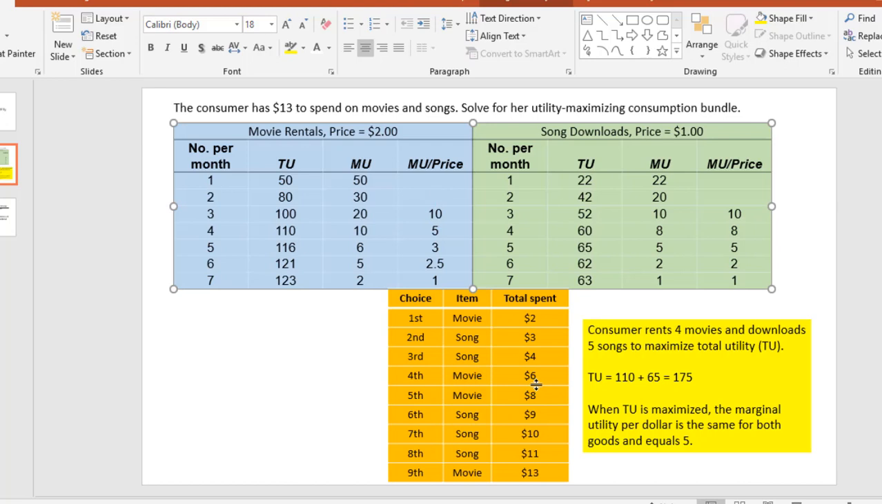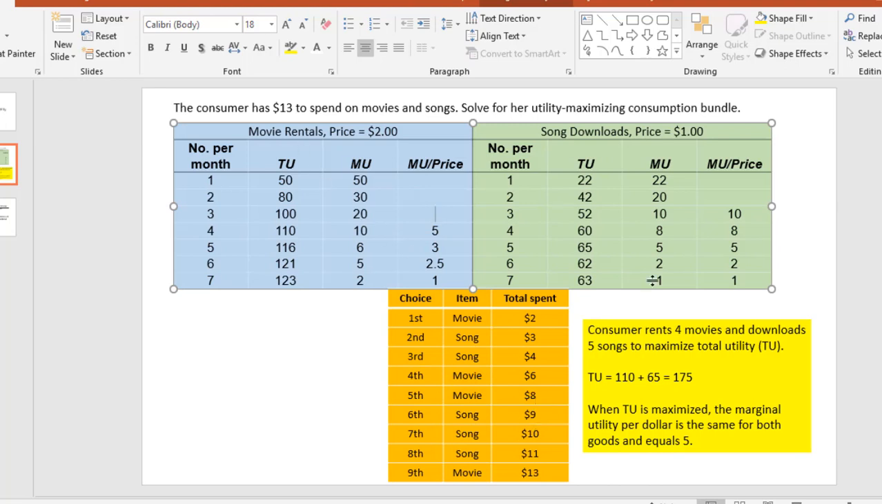All right, what should we get next? Here we can sort of flip a coin. Both the third movie rental and the third song provide an equal marginal utility per dollar. So for the sake of argument, let's just get another movie. So our fifth choice was a movie, and now we spent $8. Again, we have $13 in total.